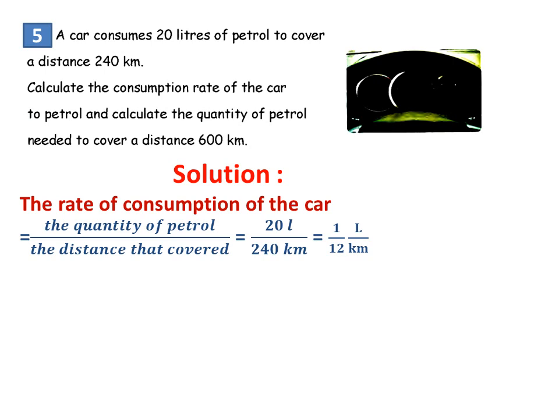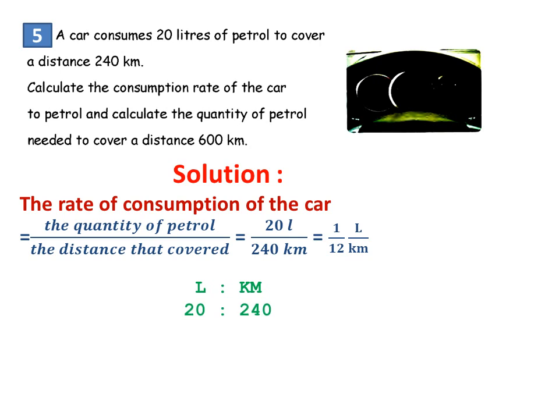So he used 20 liters to cover 240. We can calculate the quantity of petrol to cover 600 kilometers. As we know, the ratio is between the quantity of petrol in liters and the distance the car covered in kilometers. So the car used 20 liters to cover 240. We will put 20 under liter and 240 under kilometer. So the first ratio is 20 to 240.